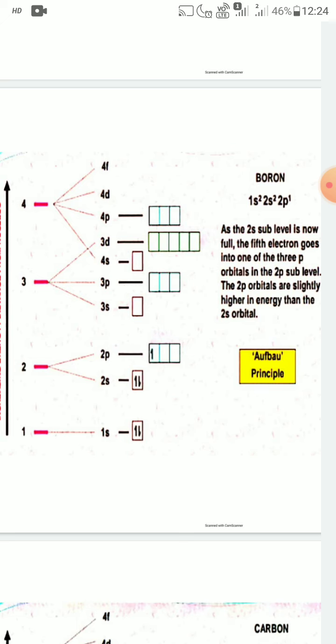That is the 2p, and you know that the energy of the 2p subshell or 2p orbitals is higher than the energy of the 2s orbital. That's why electrons first enter into the 2s orbital. In the second energy level, electrons enter first in the 2s orbital, then in the 2p orbital.